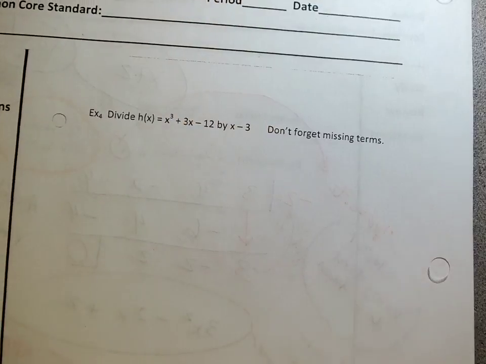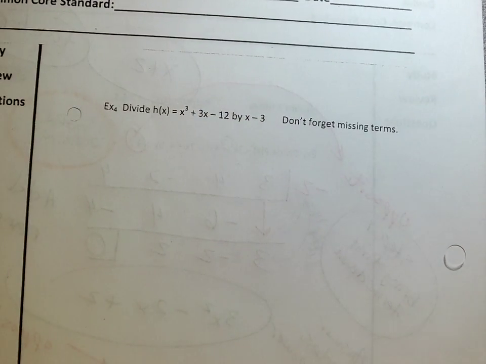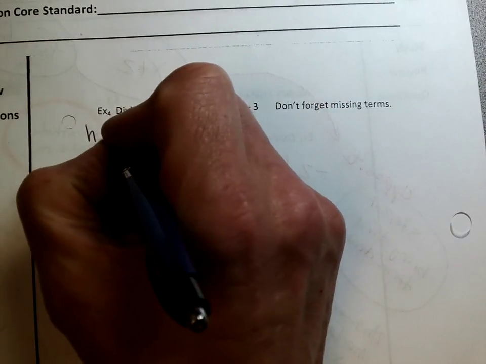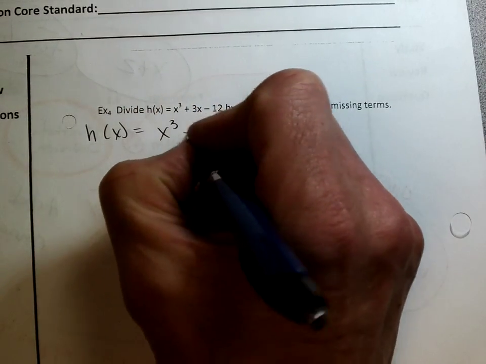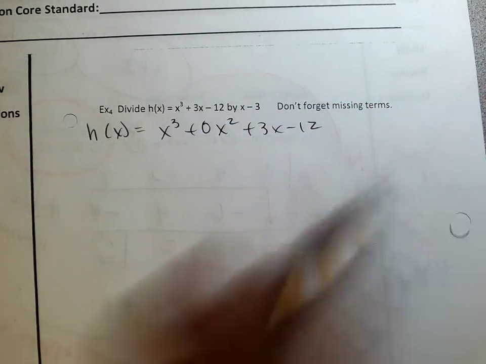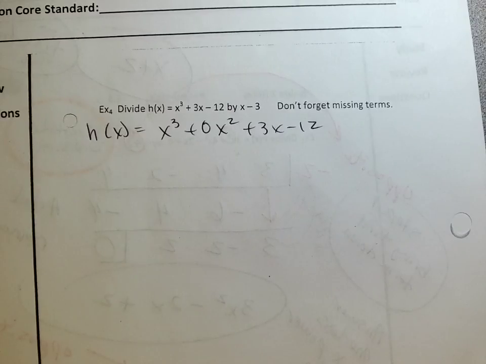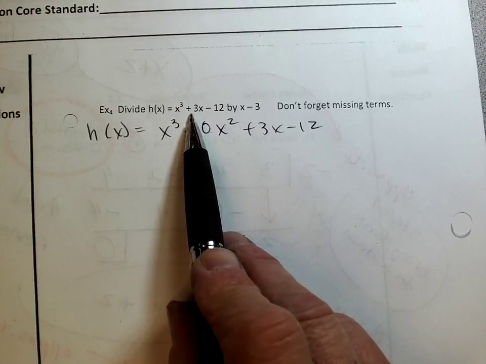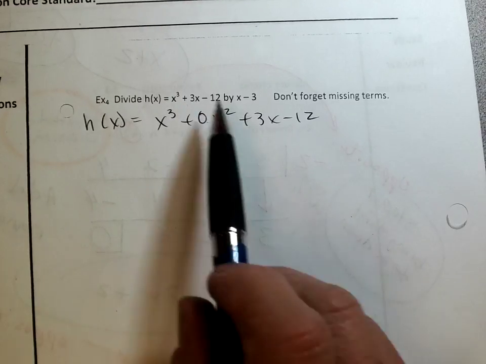Now, example 4. Please listen. The quiz that you're going to have on Friday will have a question like this, and I don't want anybody to miss it. Before we do anything, I want you to watch. h of x is equal to x cubed plus 0x squared plus 3x minus 12. Why did I put the 0 in there? It's got to be 0, because if it's 1, it would be an x squared. A 0 would make it disappear, and there isn't one up here. So is there an x squared term?